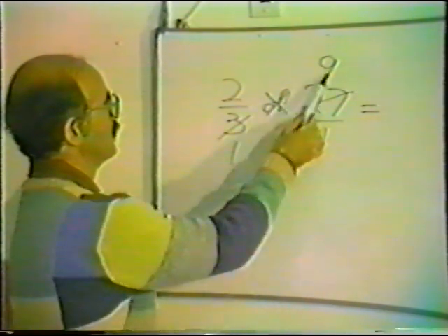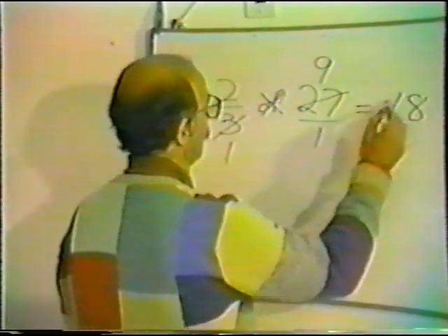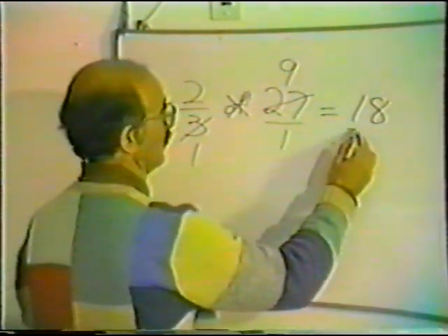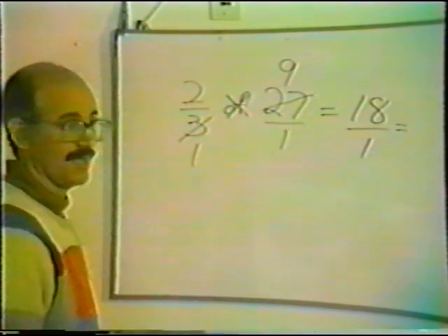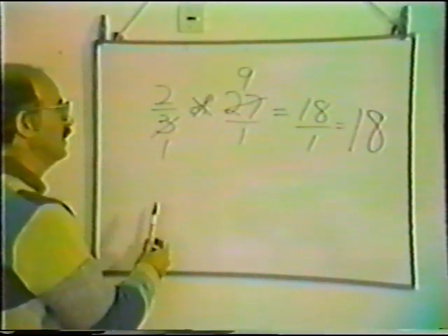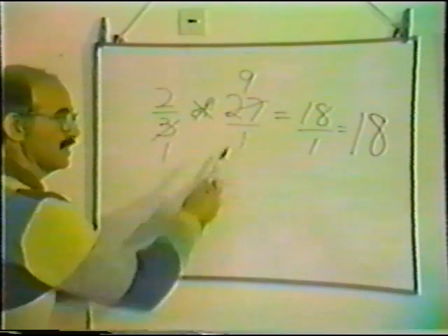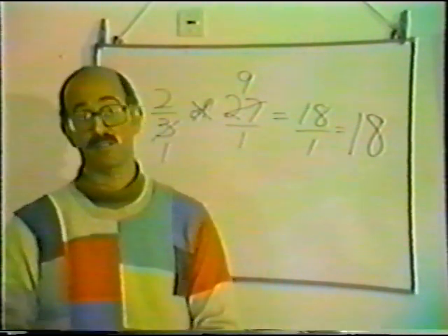2 times 9 is? 18. 1 times 1 is? 1. And 18 over 1 is the same thing as? 18. And it sounds good to me that 2/3 of 27 should be something like 18.